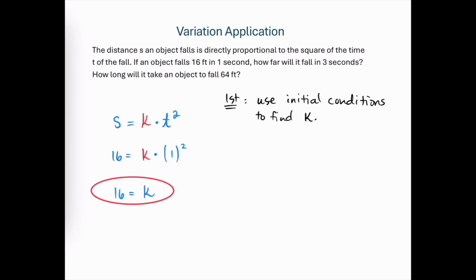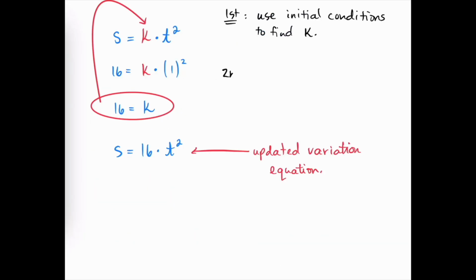Now this value of k is then plugged back into that original template equation, and that enables us to improve our description of how distance and time are related. So we'll say that the distance that an object falls is going to be in direct relationship to the square of the time that it falls, but now we know that that's by a factor of 16. So let's refer to this as our updated variation equation.